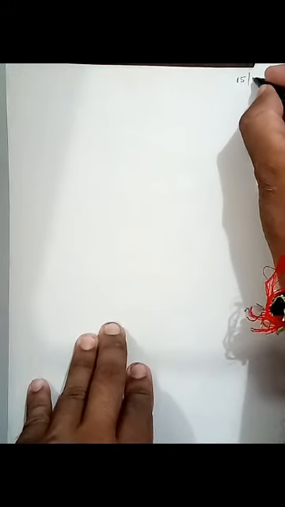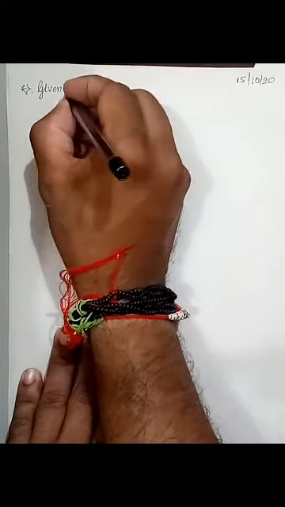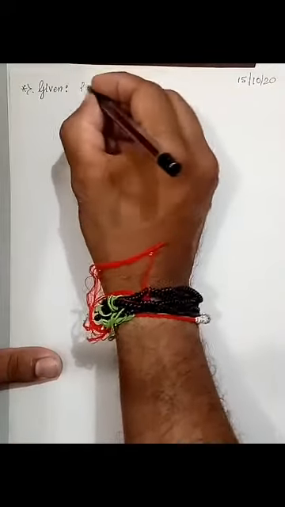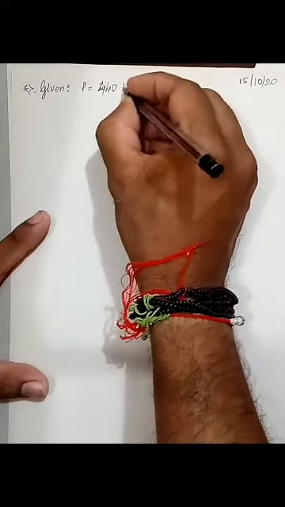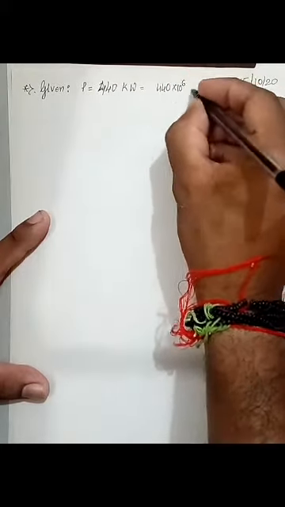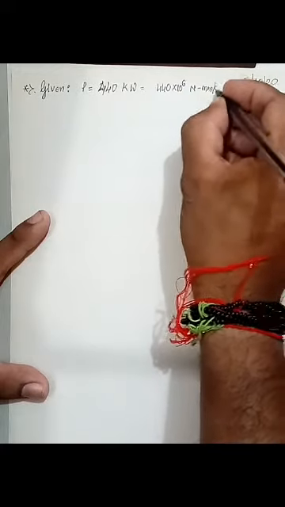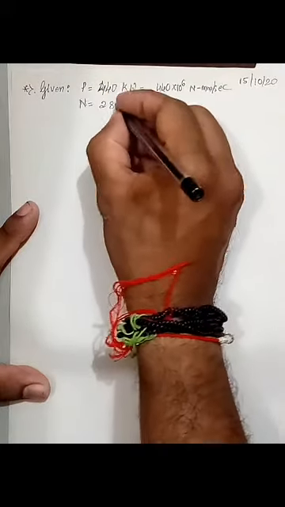So first of all, write today's date. Today it's 15 10 20, and let's go for it. Given, power P equals 440 kilowatt. So directly by conversion, it will give 440 into 10 to the power of 6 Newton mm per second. Then N is given, 280 rpm.